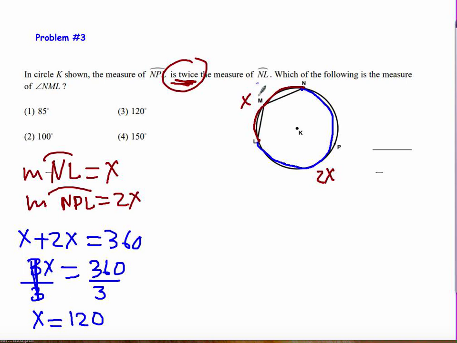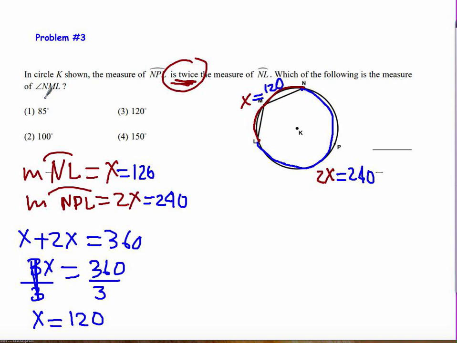So X is 120, this is 120. If X is 120, 2X would be 240. So this distance is 240. Now we have the major arc 240, minor arc is 120.